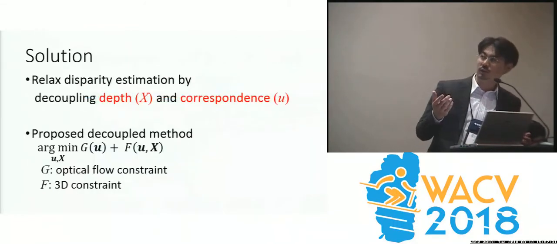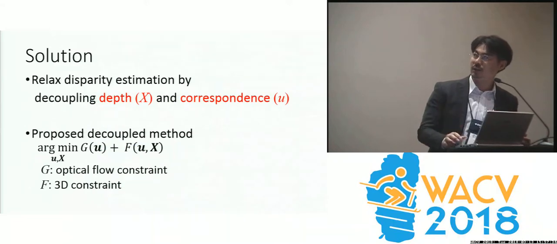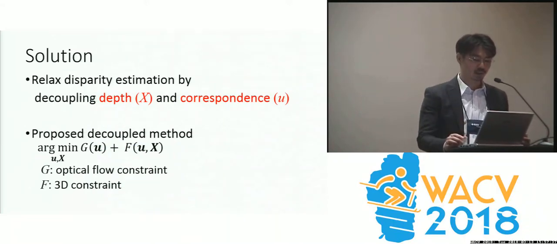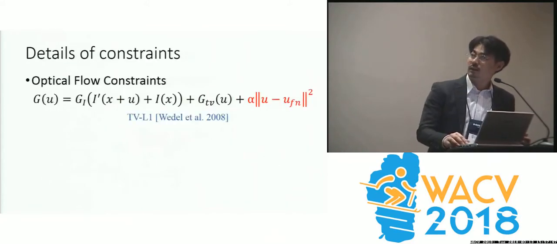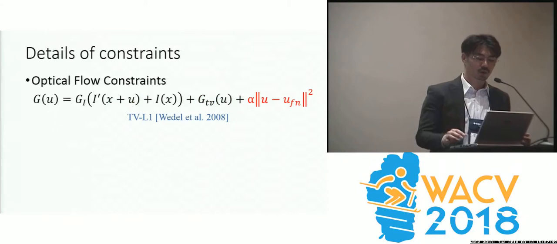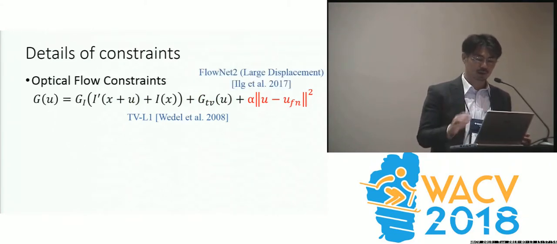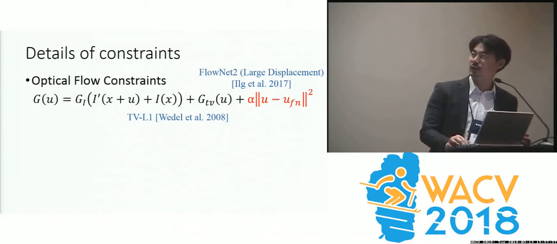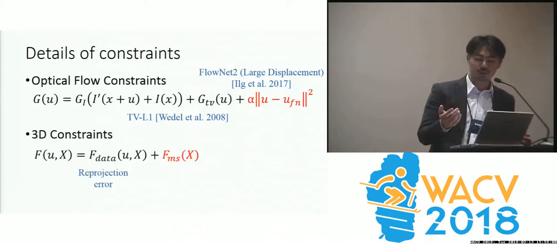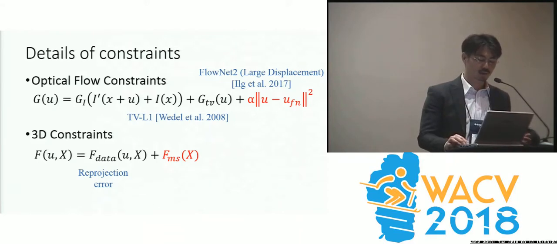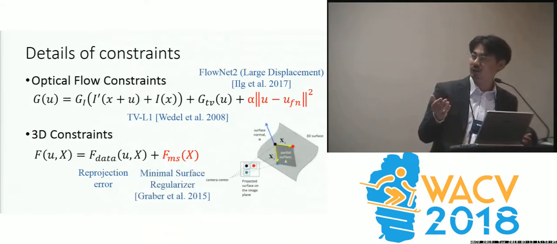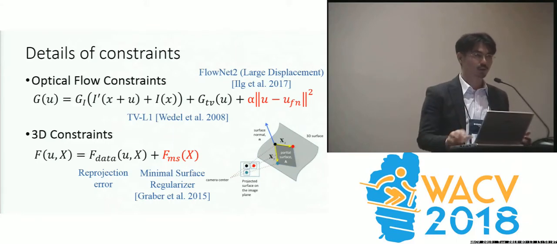Our solution is to relax the disparity estimation by decoupling depth x and the correspondence u. We need to minimize the separated optical flow constraint and the 3D constraint. This is the details of the constraints. For the optical flow constraint, we combine TV-L1 and FlowNet for large displacement. For the 3D constraint, of course, we need a reprojection error. And we also employed a minimal surface regularizer for smoothing the surface.